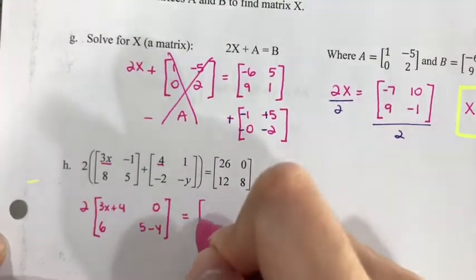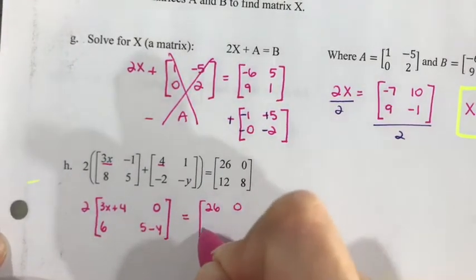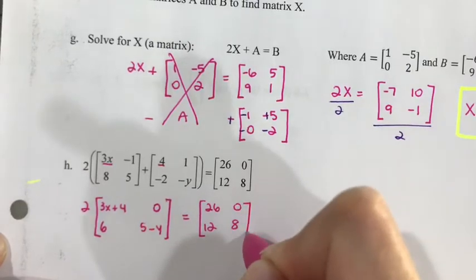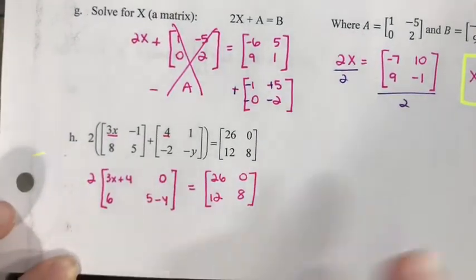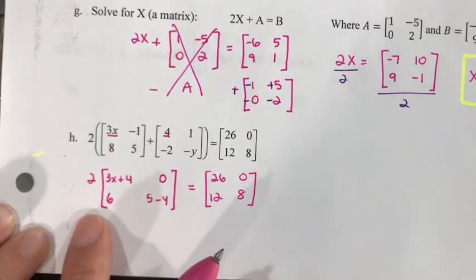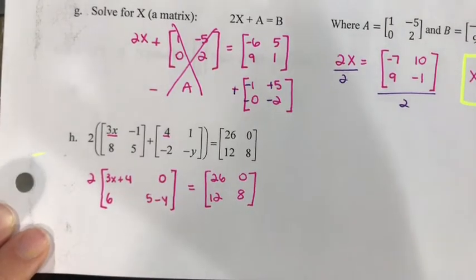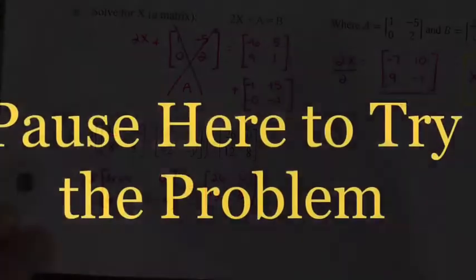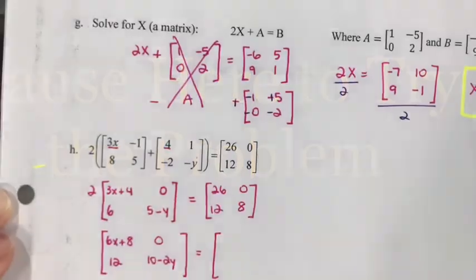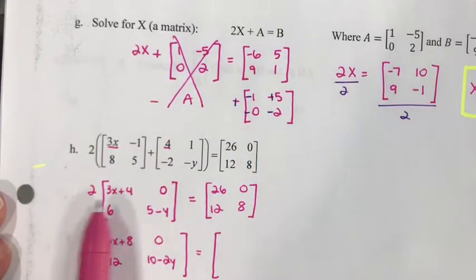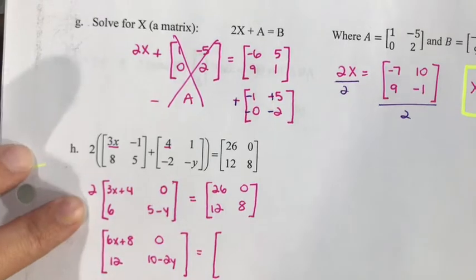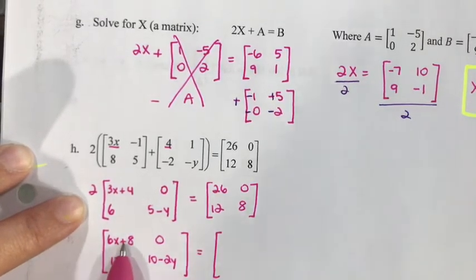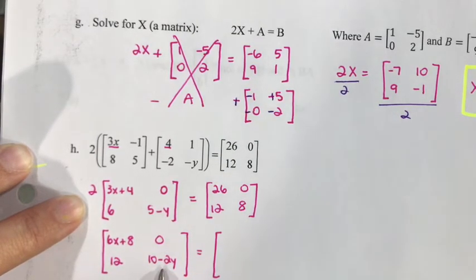Okay, now we know that that's equal to the right-hand side. We can't do anything there. Okay, our next step is to distribute what we have over here. So I'm going to go ahead and pause the video and you guys can distribute. All right, so we went ahead and distributed 2 times everything inside this matrix. So you just double all of the items. So I end up with 6x plus 8, 12 on the bottom, 0 on top, 10 minus 2y on bottom.